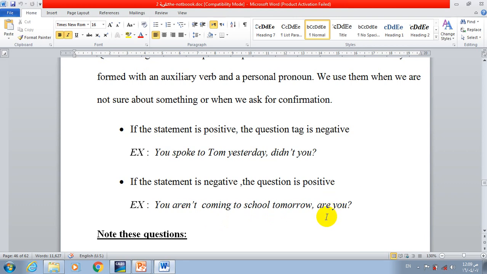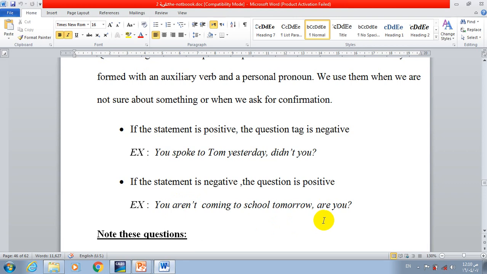I'd like to say something that relates to this rule. If there is a helping verb, like I told you, we must use the same helping verb in the question tag. But if it is negative, we use it in affirmative in the question tag. And if it is positive, we use it in negative in the question tag.